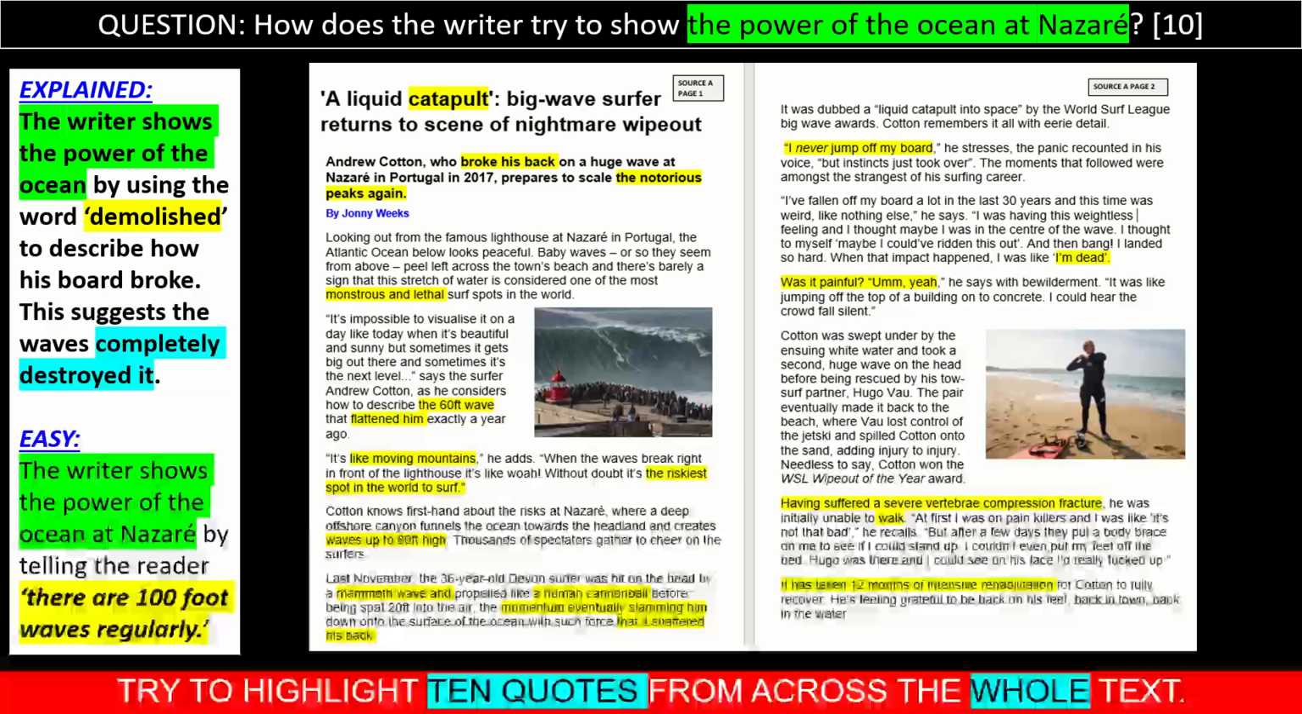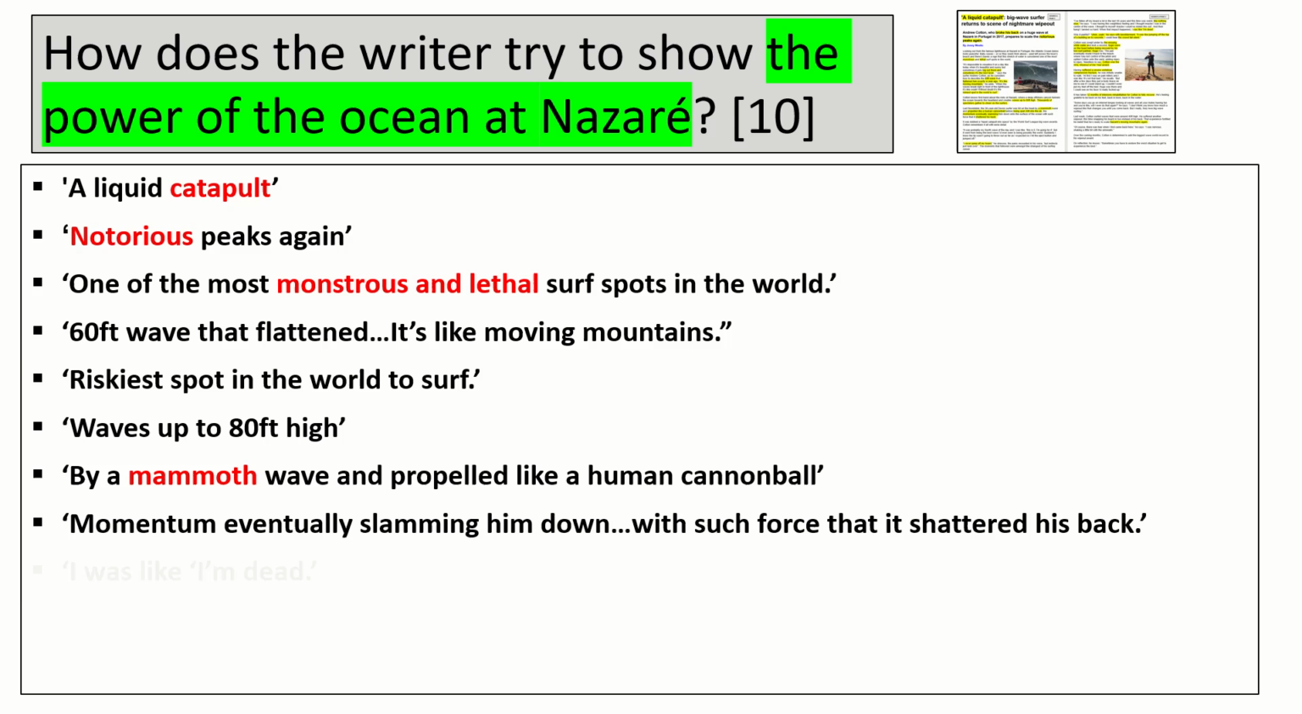Another easy one could be the writer shows the power of the ocean, where it says it is one of the riskiest spots in the world to surf. Again, nice and easy. He says I'm dead, so maybe you could talk about him. The injury was so bad from the power of the ocean that he thought he wasn't going to live anymore. There was loads more in there. Okay, cool. All right, so hopefully that's some use.